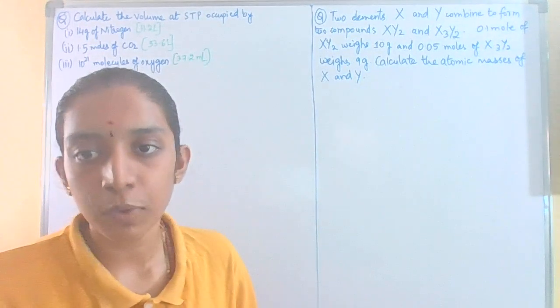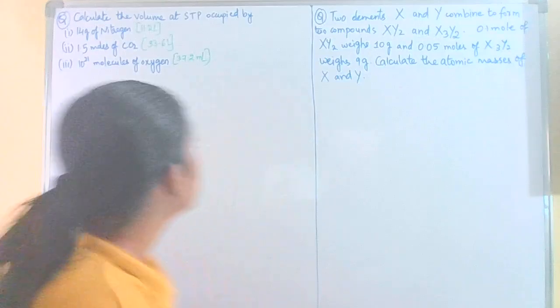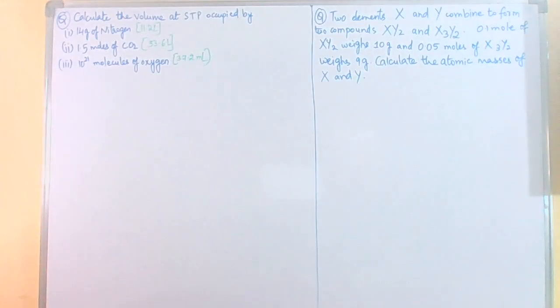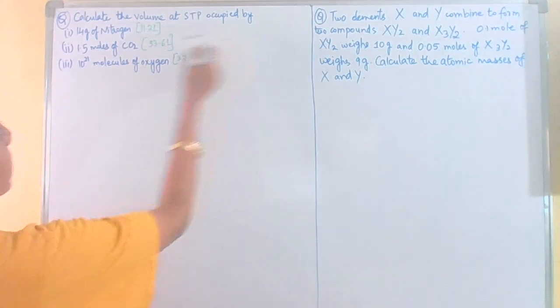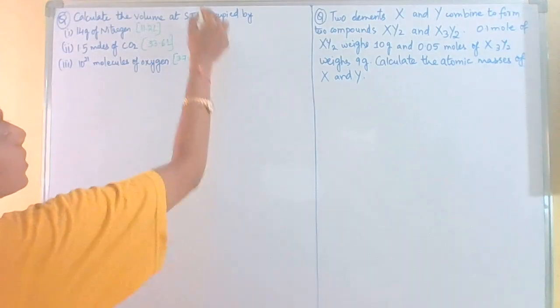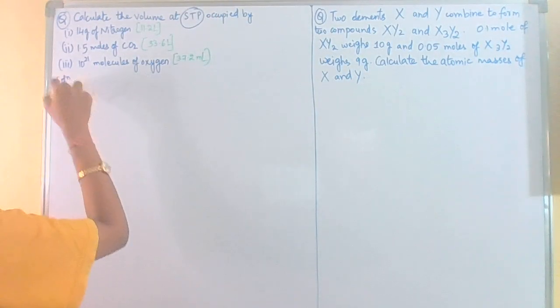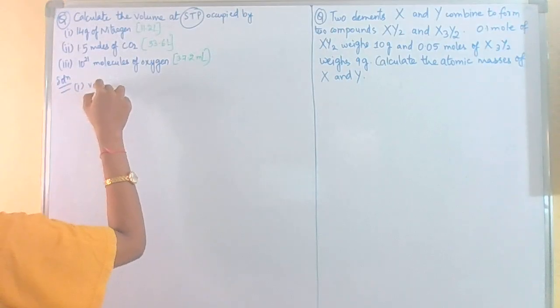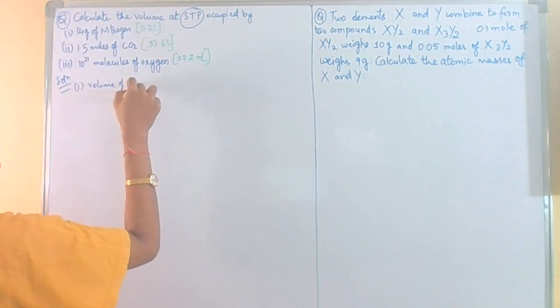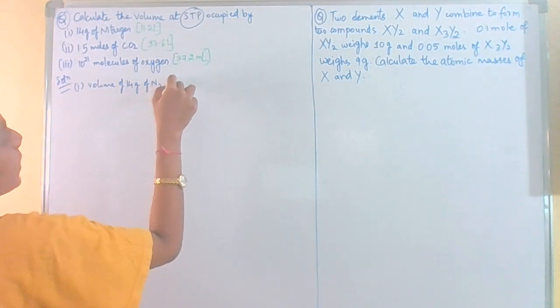Today we'll be solving a few problems related to the mole concept. We'll see the first question here. Calculate the volume at STP occupied by 14 grams of nitrogen. STP here is standard temperature and pressure. So we have to find the volume of 14 grams of nitrogen at STP.